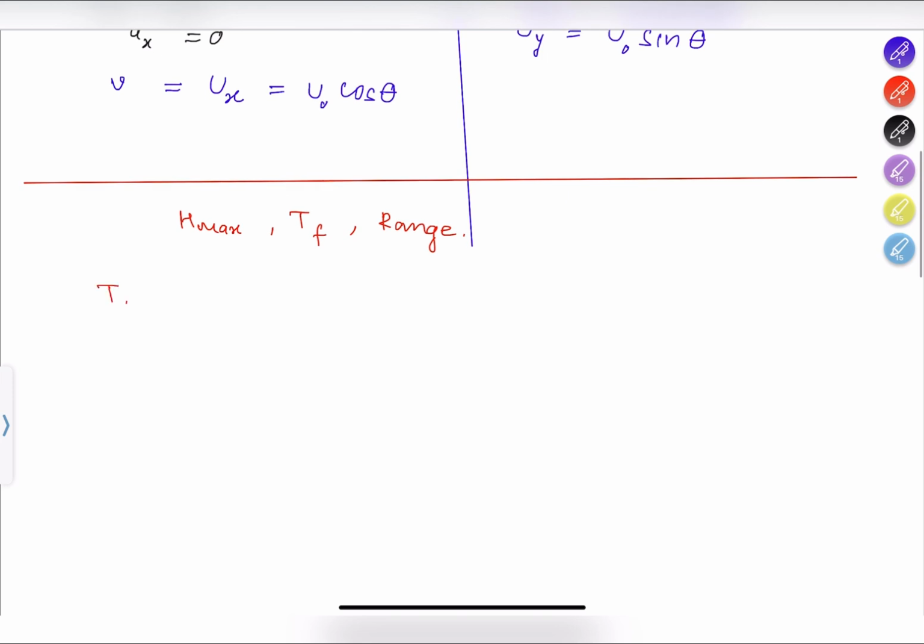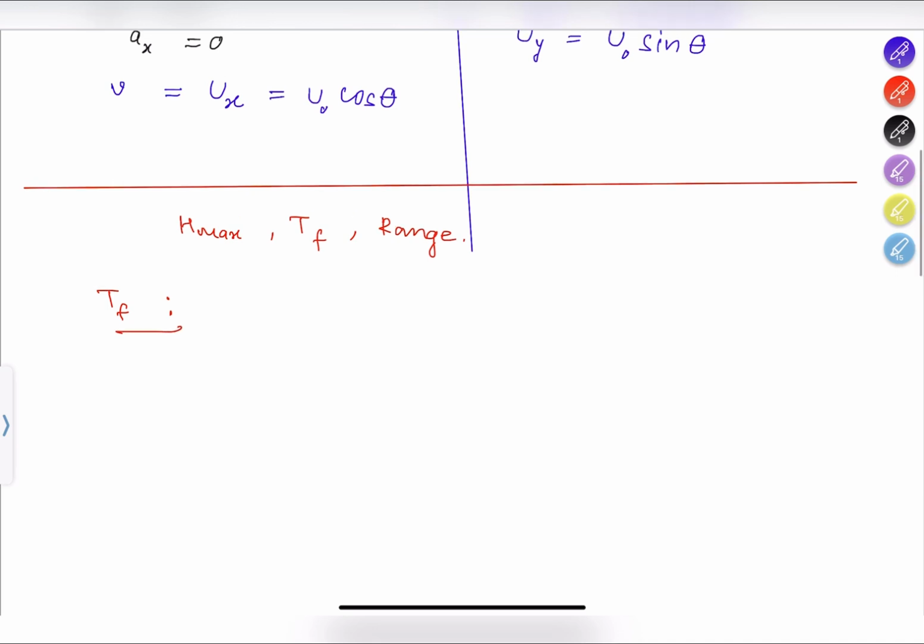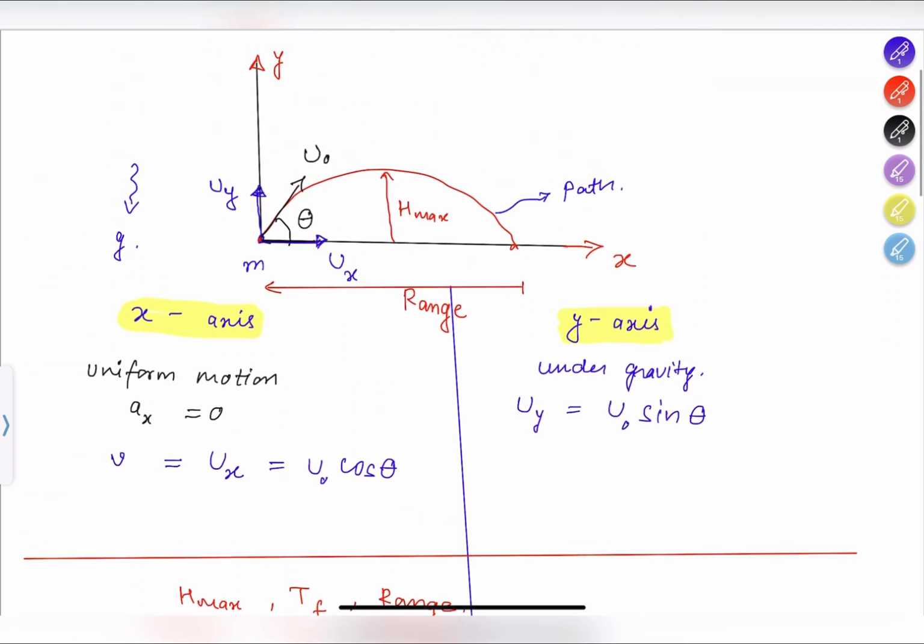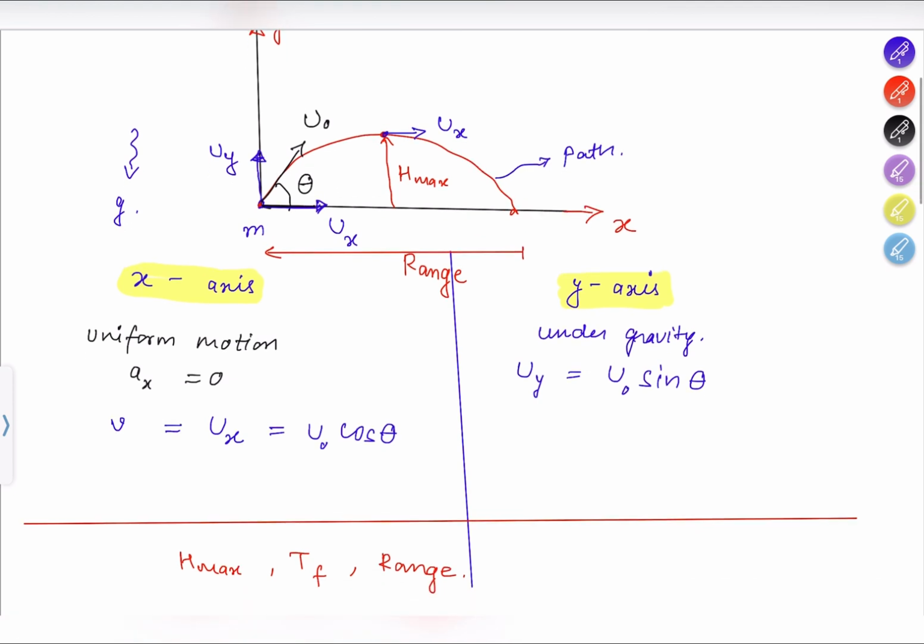So first, time of flight. Let's see how to calculate it. When the particle is going upward, at the top point in kinematics, its vertical velocity becomes 0. Once again, whenever the particle is at the maximum height, its vertical velocity becomes 0. So here the only component is ux, and uy will be 0. Okay, let's see now.